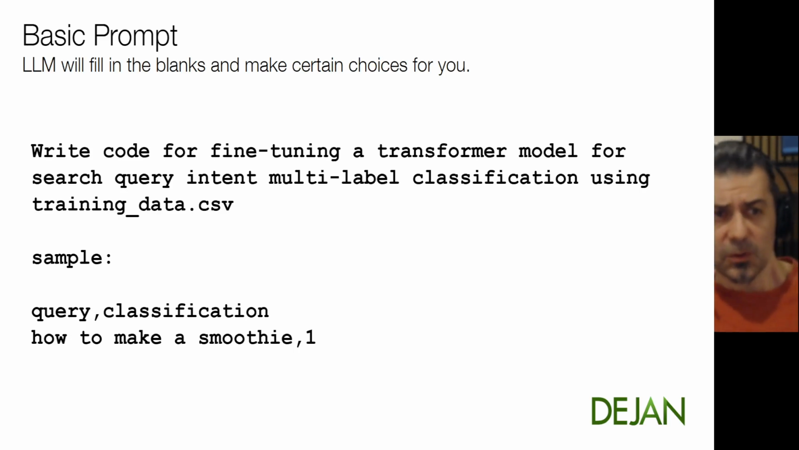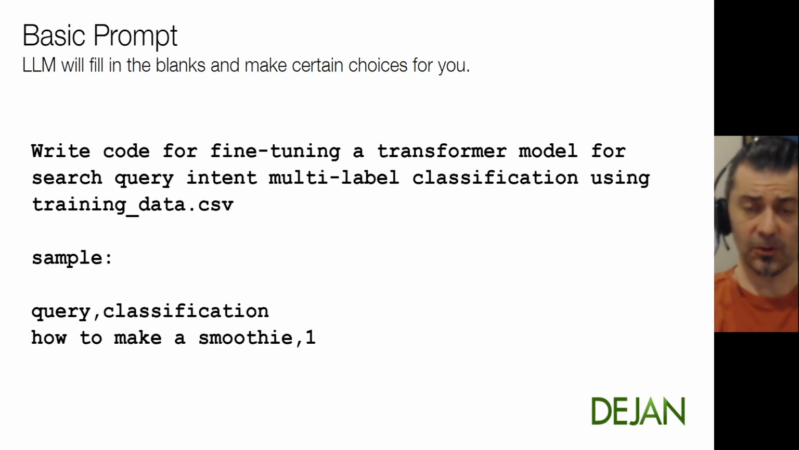So how do you get started with the whole thing? Well, again, we are not going to be learning how to code. We'll just simply, as they say, vibe code this whole thing. Write code for fine-tuning a transformer model for search query intent, multi-label classification using training_data.csv. And it'll smash out a good script for you. Might have a few errors along the way, depending on your specific environment. You also may have to set up basics, Python, basic use of command line, and so on.